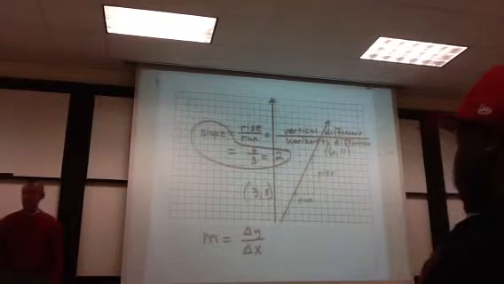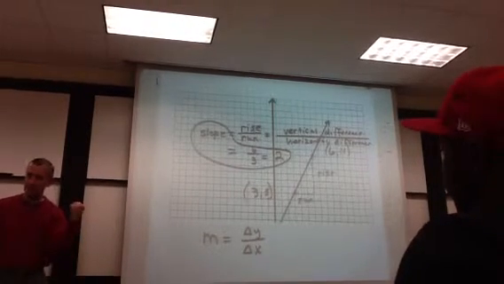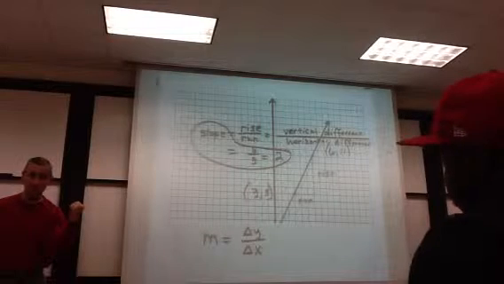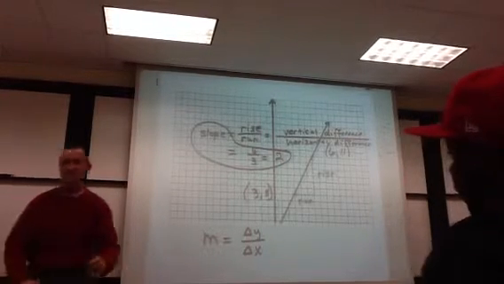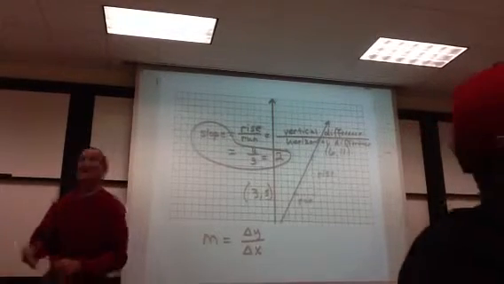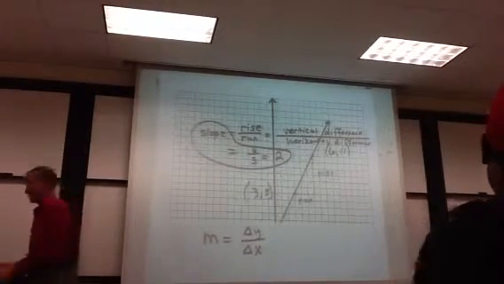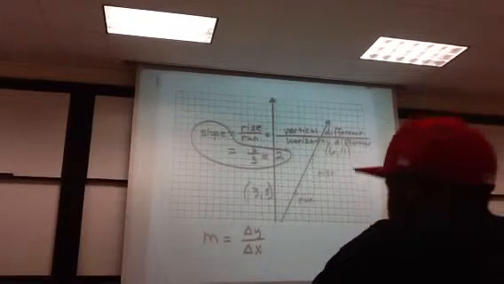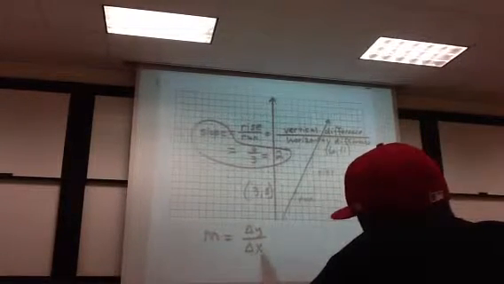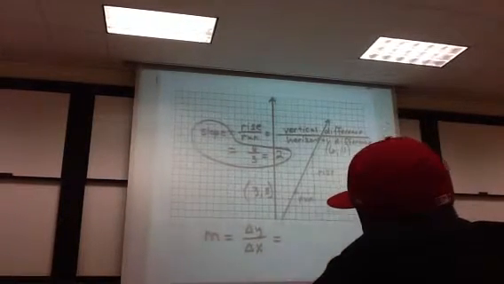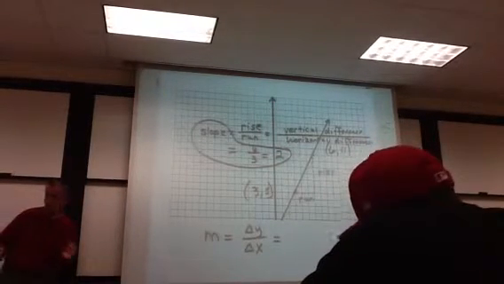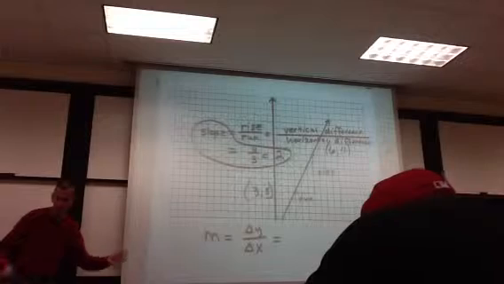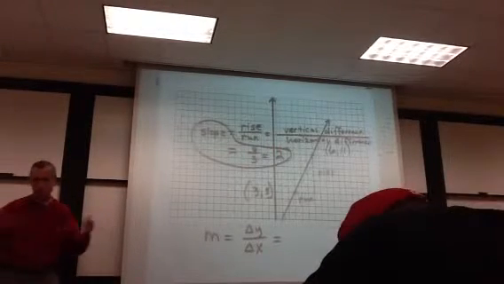So m is going to be delta y over delta x. You folks that have had physics or physical science, delta means change in. The change in the y's over the change in the x's. You take your physics, you're going to see deltas all over the place, which means change in this, change in that. Change in temperature, change in pressure, change in whatever.